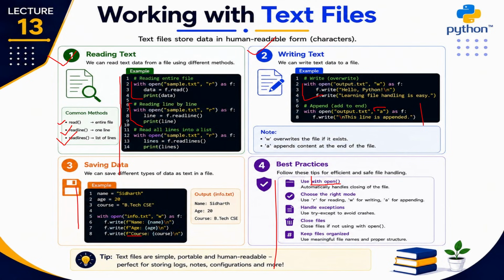Now, text files are simple and useful for storing human readable information. We can read data using read, readline, and readlines. We can write data using W mode and append data using A mode. And by following proper file handling practices, we can make our Python programs safer, cleaner, and easier to maintain.